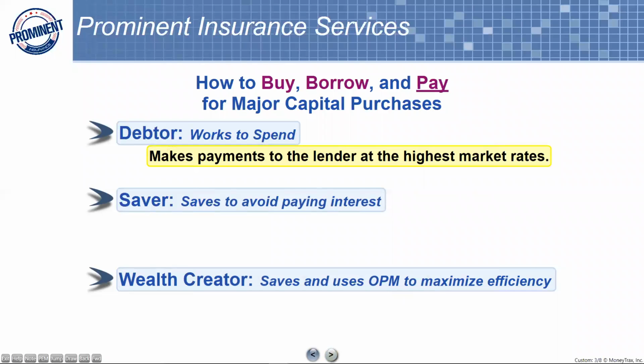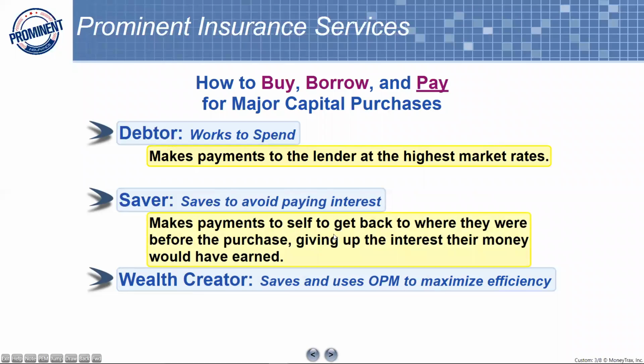Then you have the saver. He makes payments to self to get back to where they were before the purchase, giving up the interest their money would have earned.